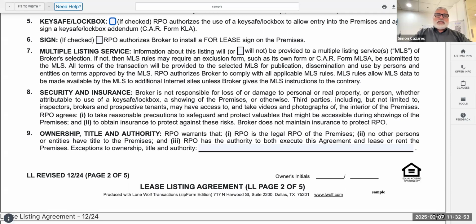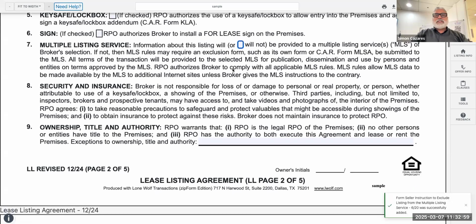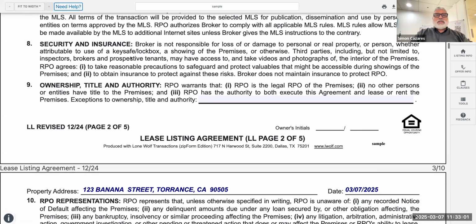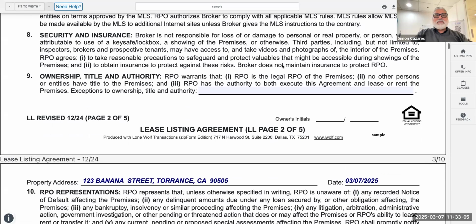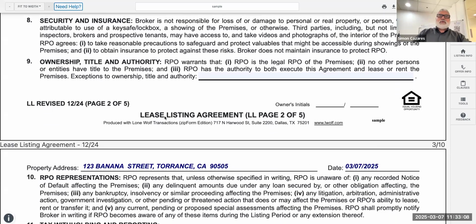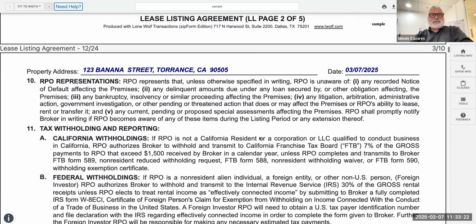Section 7 goes into, again, the multiple listing service, that it will or will not be promoted on the MLS. Most times it is, so you want to make sure you uncheck it. Security insurance, broker is not responsible for loss or damage, there's a disclaimer on there. Ownership, title, or authority. The landlord warrants that the landlord is the legal owner or landlord of the premises. No other persons or entities have title. So if there is anyone, then you would add that information here as well.